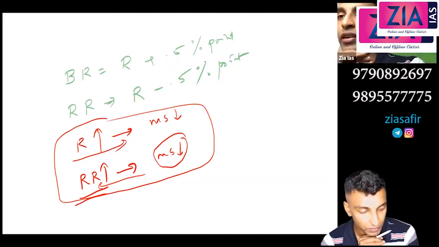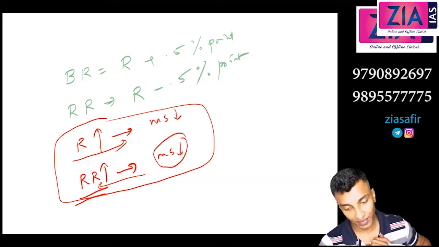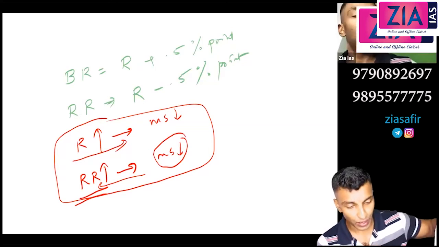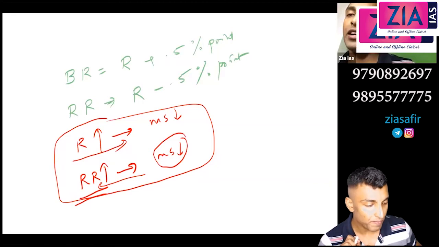Not clear even now. No, sir. What is the problem? So I'll ask at the end. Okay. Finish the class. So you understood the logic why reverse repo is less than repo?